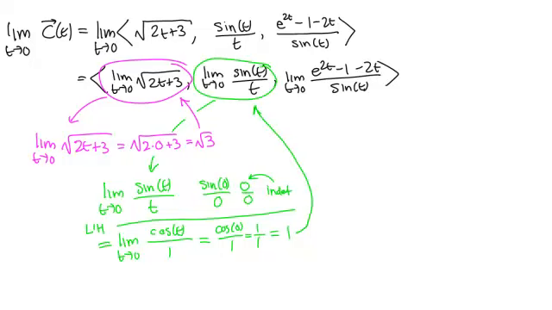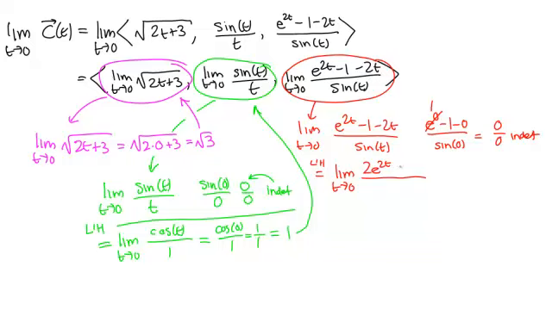So if we apply L'Hopital's rule to this limit, we're going to get the limit as t tends to 0. We differentiate the top. The derivative of e to the 2t is 2e to the 2t. The derivative of 1 is 0. The derivative of minus 2t is negative 2. Then we differentiate the bottom. We're going to get cosine of t.